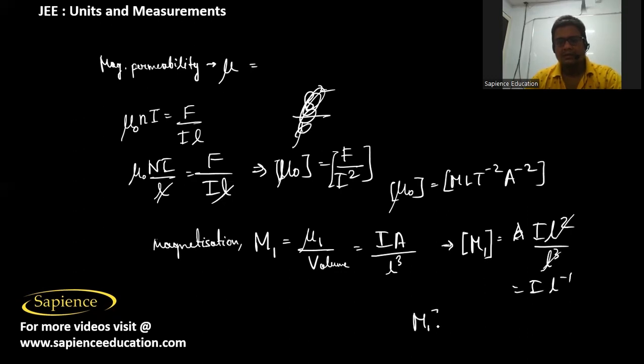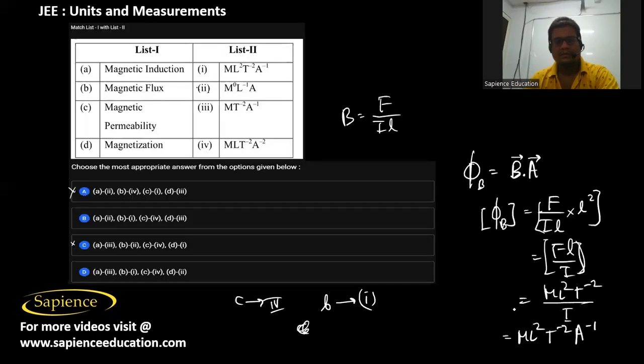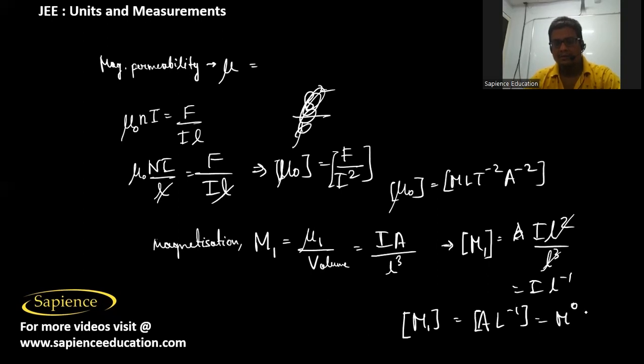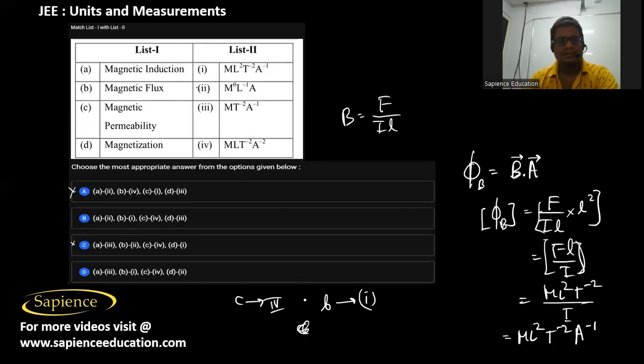So the dimension of magnetization will be equal to current A L inverse, M power 0 L inverse A. So it means that D will match with 2. So option D is the correct answer. So it means A will match with 3, magnetic induction. Okay.